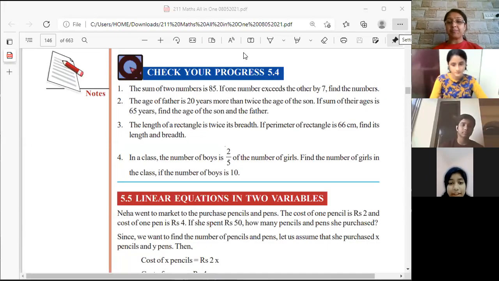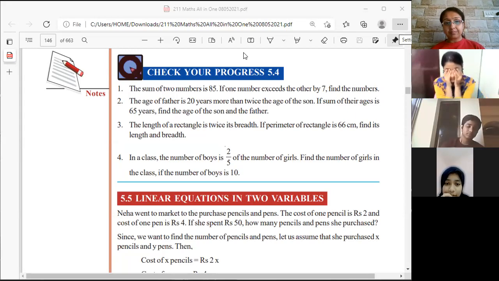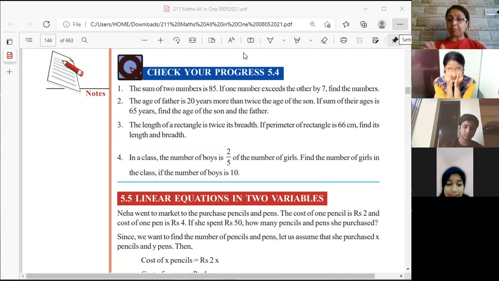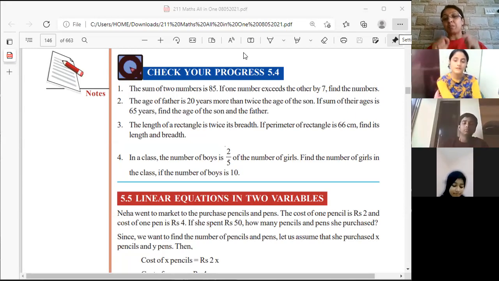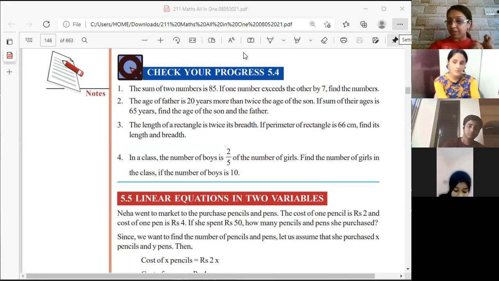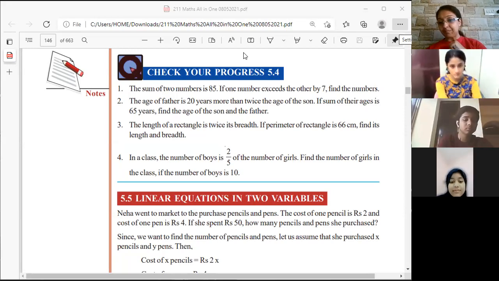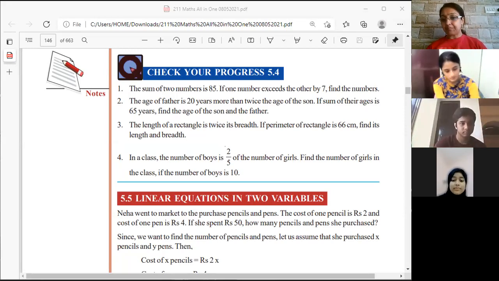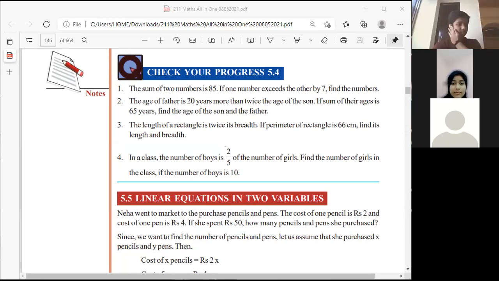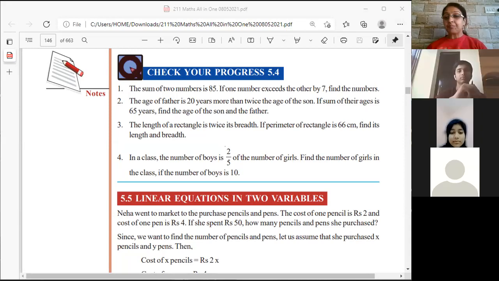Yes, teacher, 5.4. We didn't start 5.4. We completed 5.3, I guess. Okay, so that means we didn't start 5.4 at all. Today we are going to do 5.4. That means we are first going to make an equation and then we are going to solve it. Am I right? Yes, teacher. Should we start very quickly? Yeah, so that at least we can cover this exercise in this class.